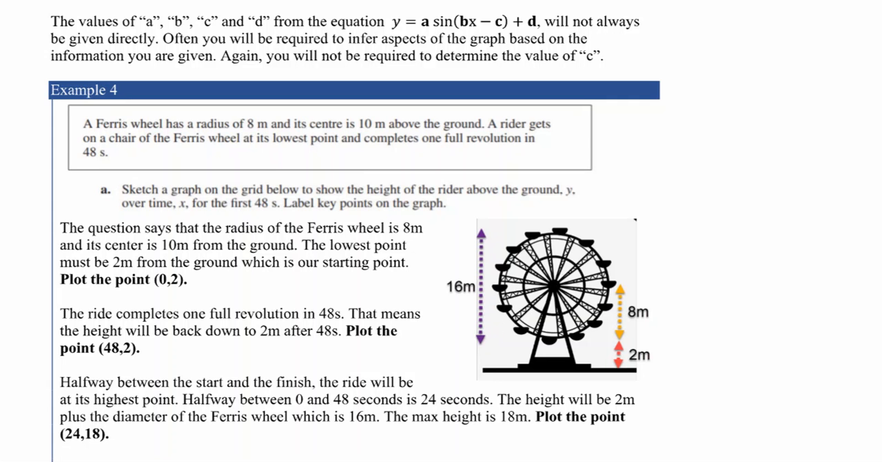Now the other bit of information was that its center is 10 meters above the ground. So are you guys okay with saying this? If it's 8 meters from the center of it to the edge, for the radius, and then it would have to be another 2 meters to give me my 10 meters. So 10 minus 8 gave me how high this thing was off the ground.